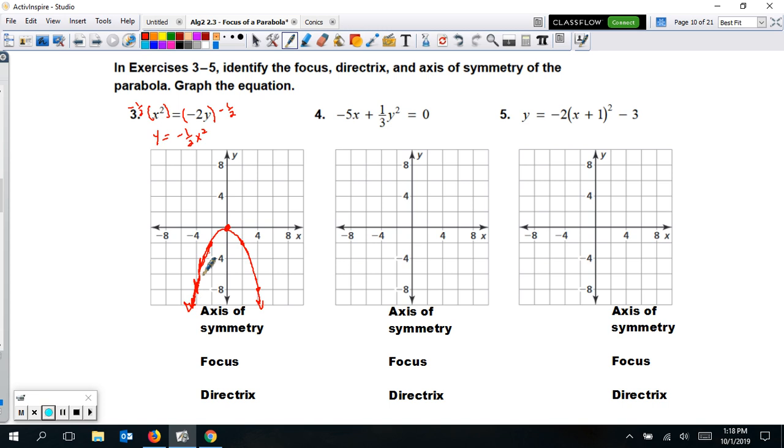Make sure you put arrows on the ends. Always use the space on the window that you have. Don't do just a little tiny parabola up on top. Do use the whole thing. Okay, so now that we've graphed it, let's figure out what these three are.